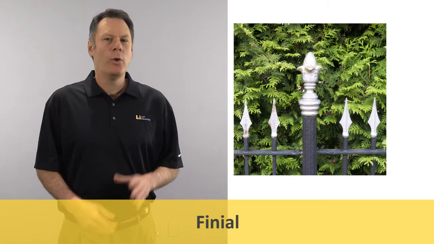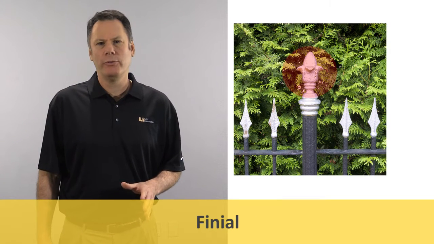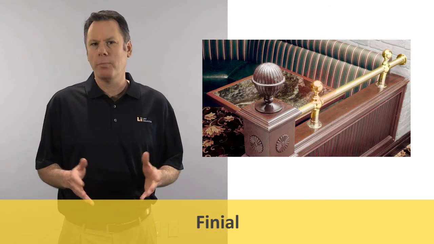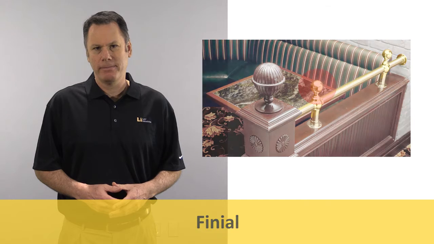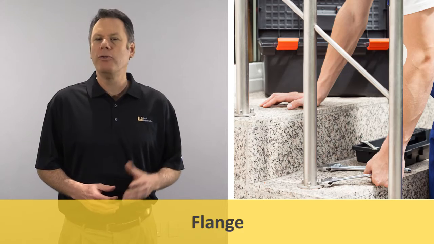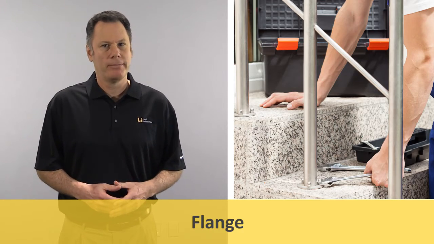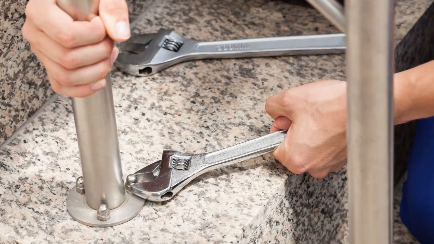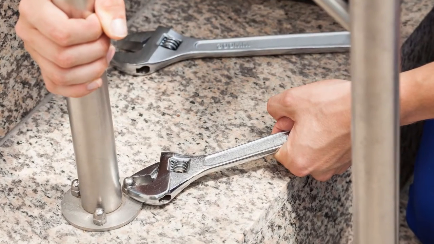Finial, an ornamental piece on the top of a post, newel, or railing, frequently in the form of an urn or pineapple and so named. Flange, a flat plate or disc at the end of a railing for attachment to the adjoining construction or supporting member. A floor flange secures posts, columns, and newels to the floors of buildings.